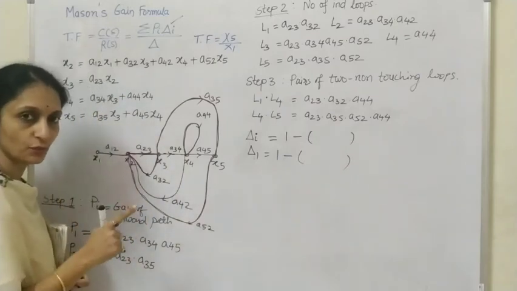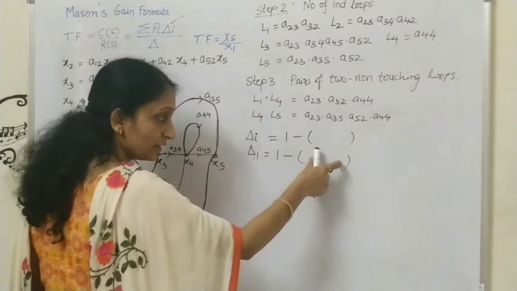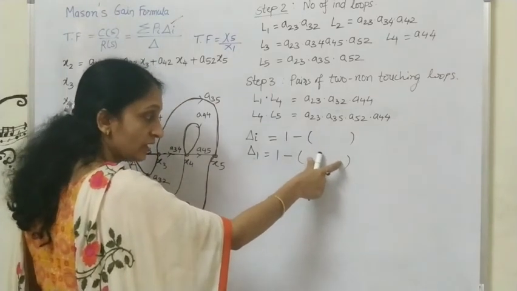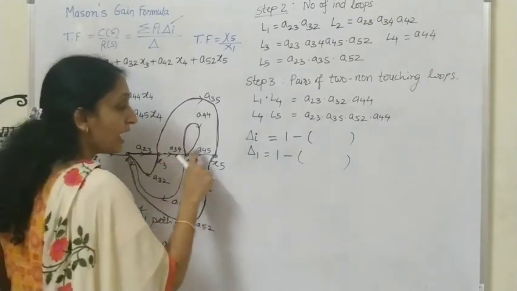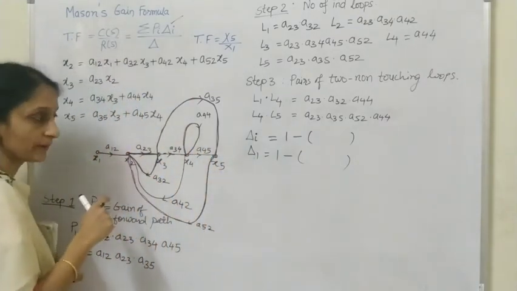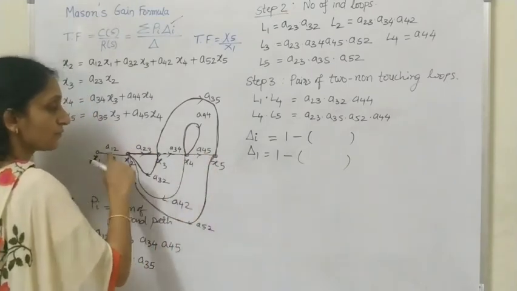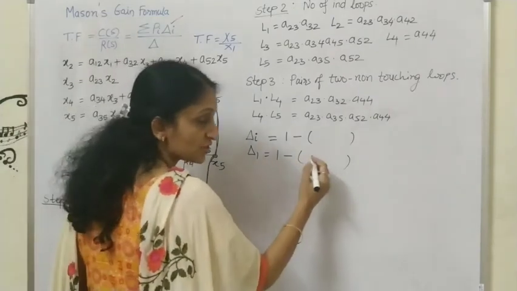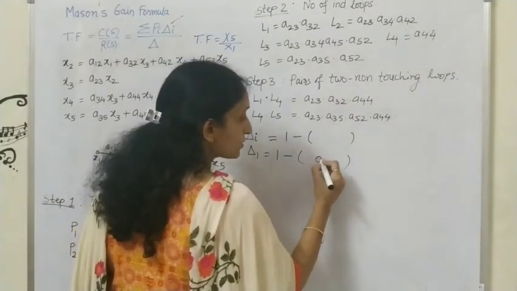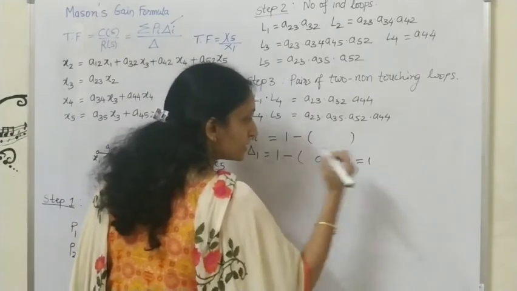I am repeating, what is delta i? 1 minus, in bracket, the loop gains which are not touching the ith forward path. All loops are touching this first forward path. There is no loop which is not touching the first forward path, so I will put 0 here. So delta 1 is equal to 1 minus 0, which is 1.